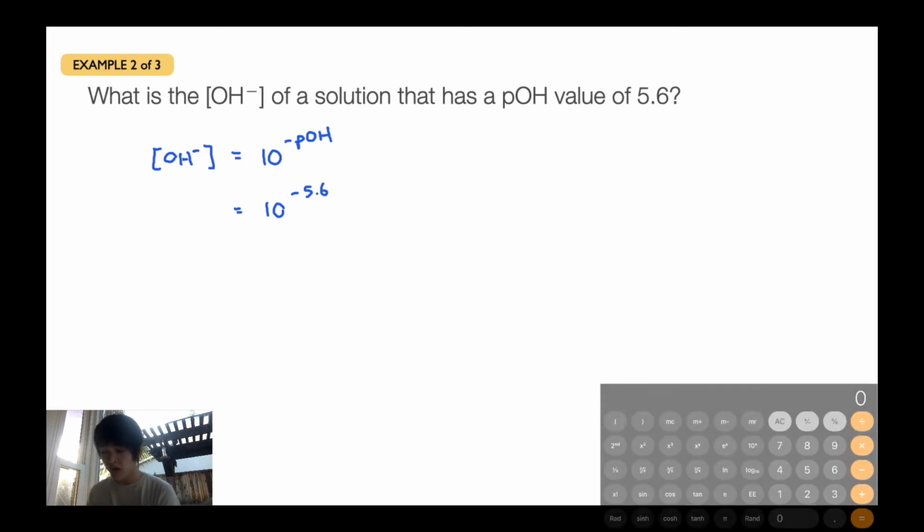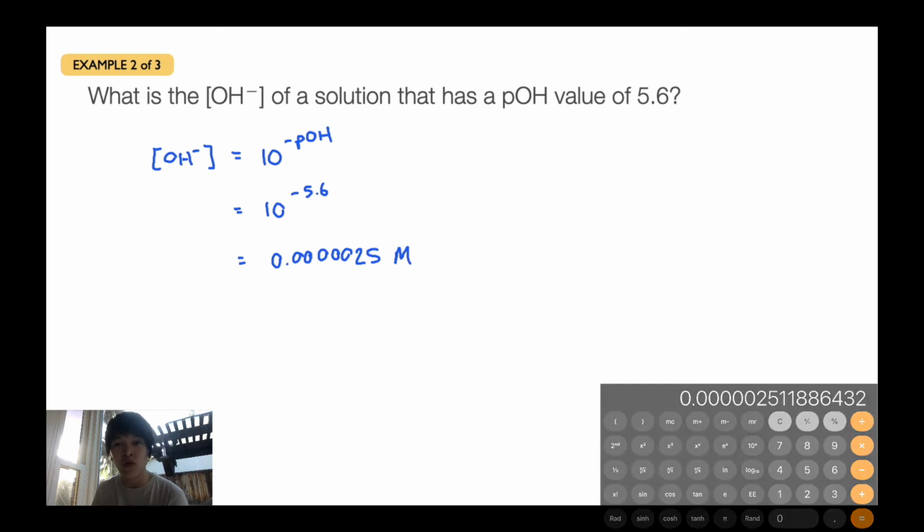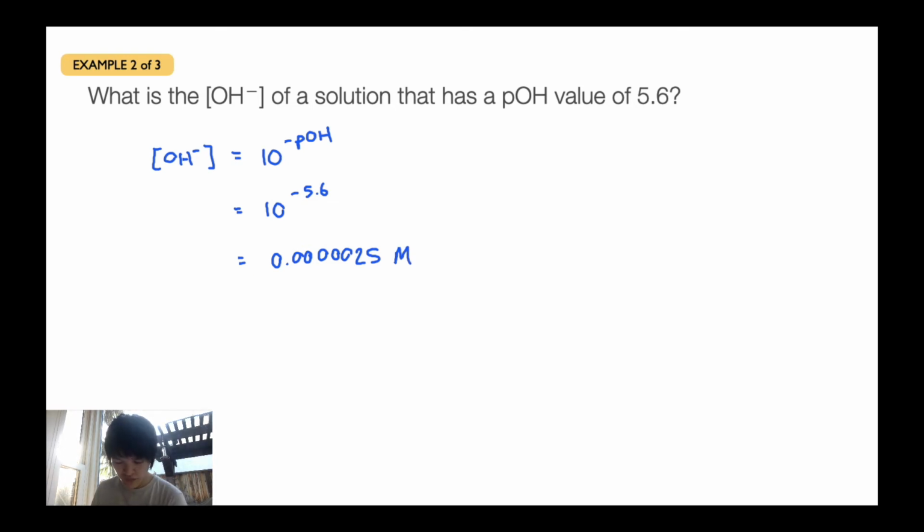Now you just type this in a calculator. In a calculator, you type 10 first, and then you hit the "to the" button, and then put negative 5.6. And now we're going to get this really small number, 0.000025, essentially. What is the concentration? So it's that, and then the concentration should have unit of molarity. Okay? All right. That's it, and this is the answer.